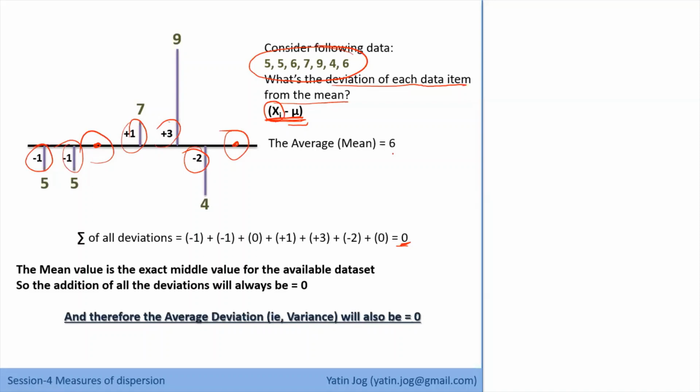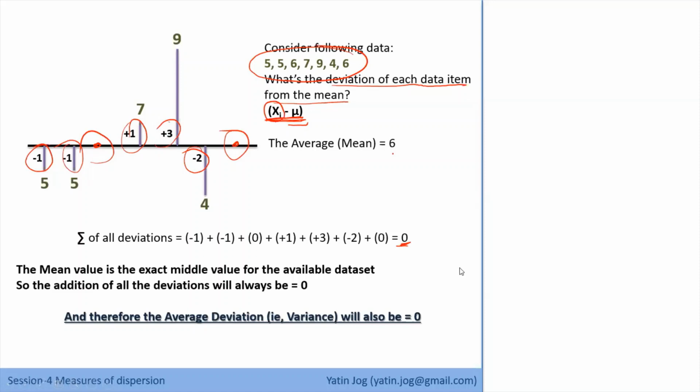And therefore the average deviation will also be equal to 0. What is the meaning of average deviation? If I add all the deviations, then I have to divide this by the number of data items in my data set. Right now it is 7, so I'll divide this by 7. So if the addition itself is 0, the average will also come as 0. So only by adding all the deviations, we cannot calculate the total deviation.